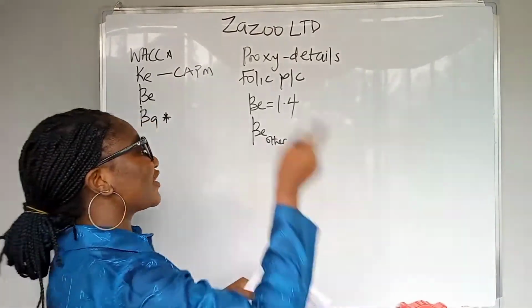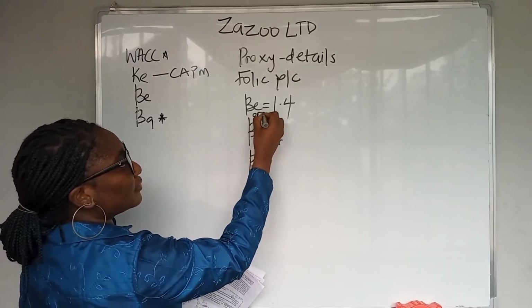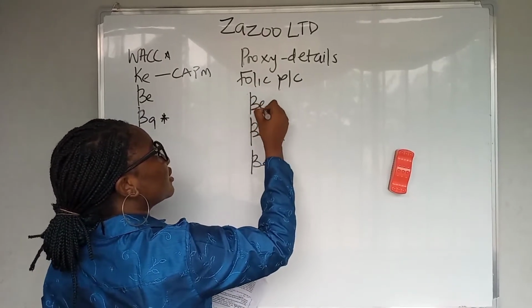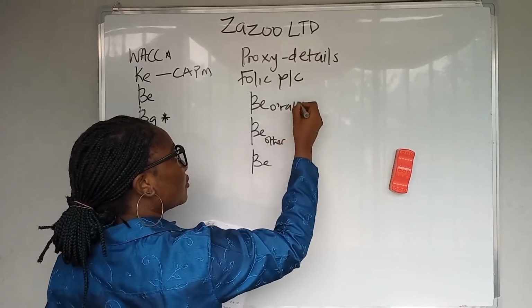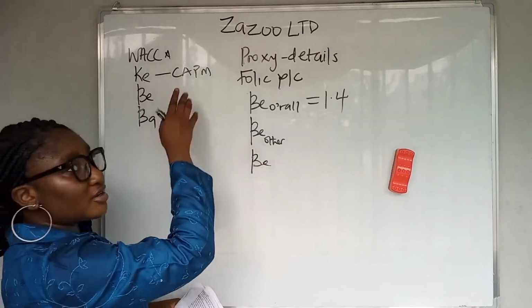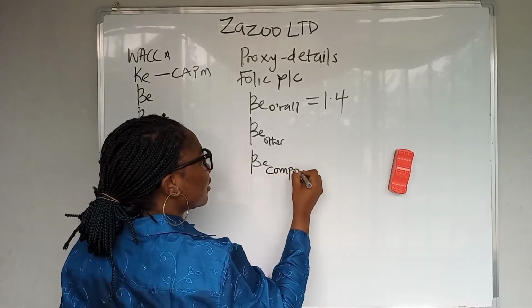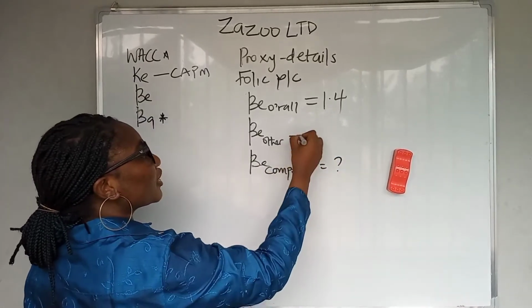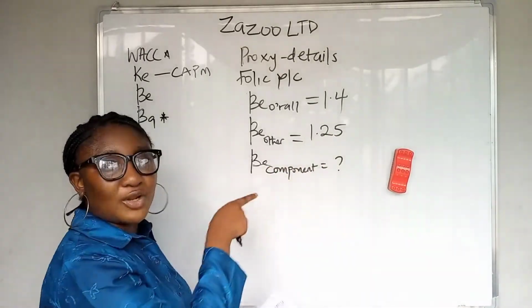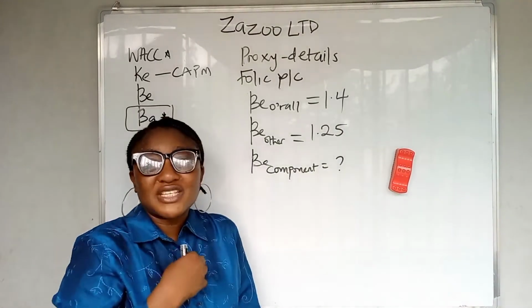Can you see the twist in another twist? So what they are trying to say is that this is the equity beta, the overall equity beta. Let me write this boldly. The overall for the proxy company is what? 1.4. So the component that this company of concern, which is Zazu Limited, wants to go into is what? They didn't give you. You don't know it. But they gave you others to be 1.25. But they didn't give you the components that we are looking for. Because what we are looking for is the business risk. All I need is the business risk of the business that I want to go into.